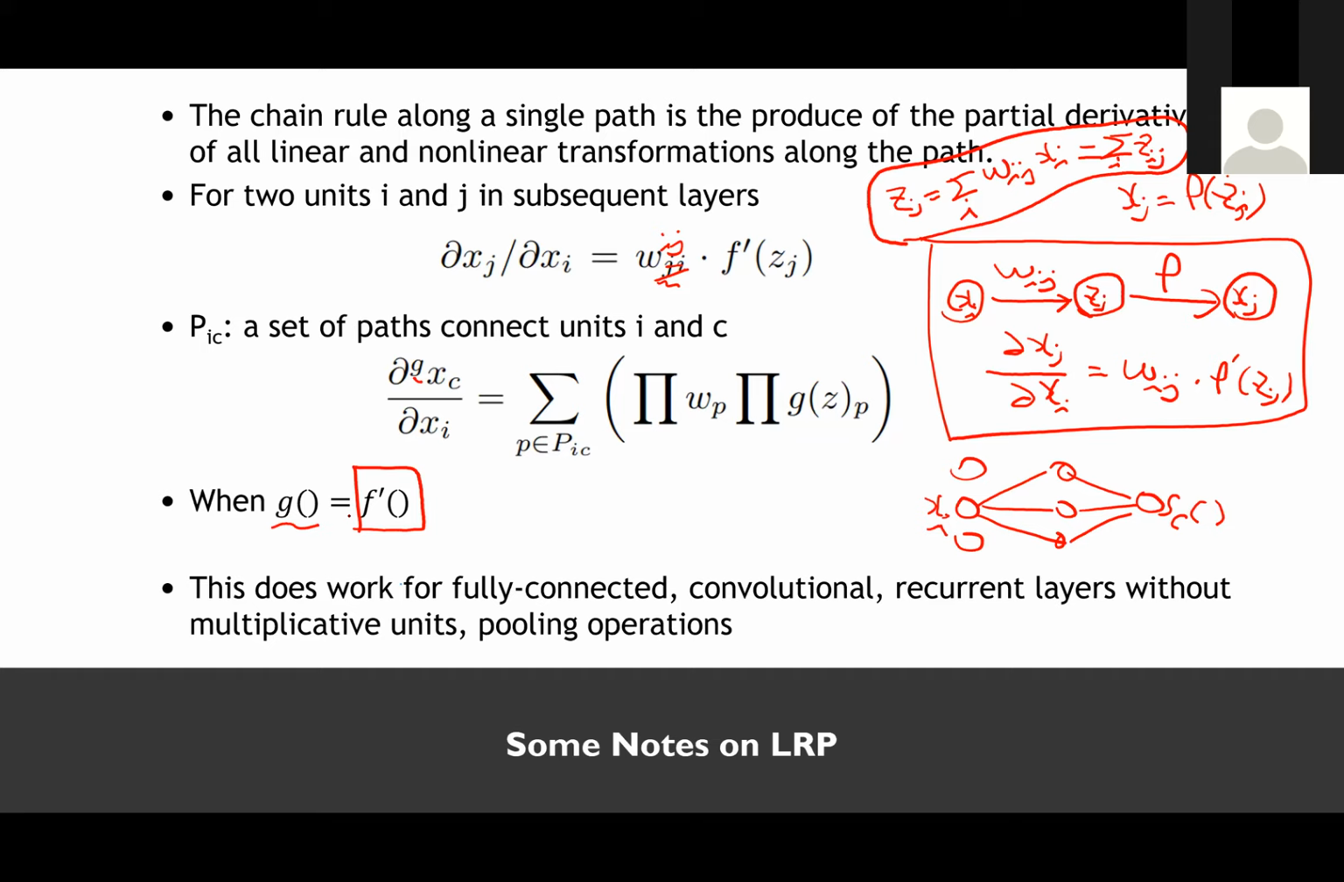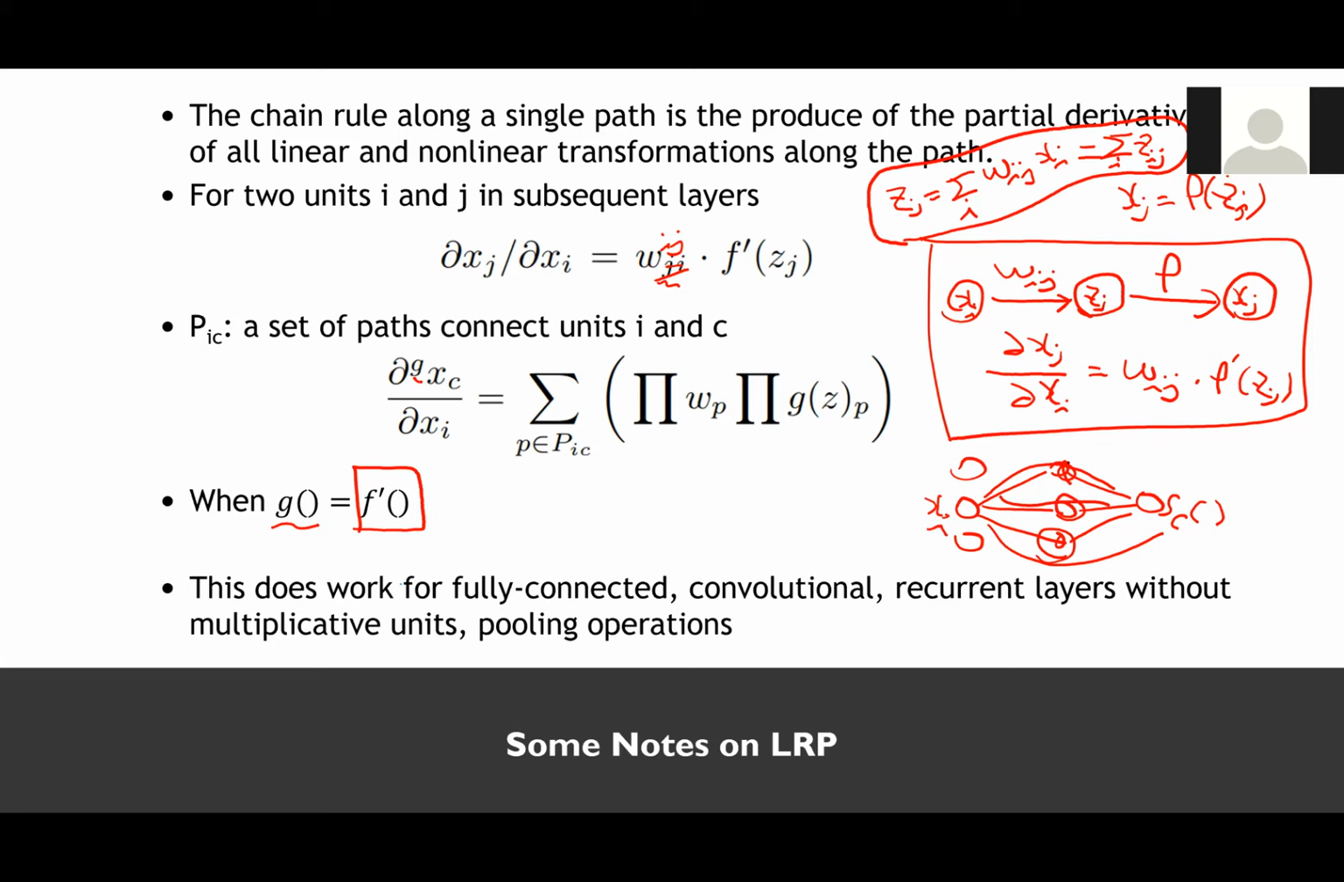And what we can do is multiply those activation functions, those weights that we have over the path, and by the multiplication of those we can compute the partial derivative. So this does work for fully connected, convolutional, and recurrent layers, without multiplicative nodes and pooling operations and so on. In reality in LRP, if we have max pooling, then we should change max pooling into average pooling, because pooling is not directly applicable here, but we are assuming that. So when the pooling operation is not used, only the fully connected and convolutional layers and the nonlinear unit are used here.